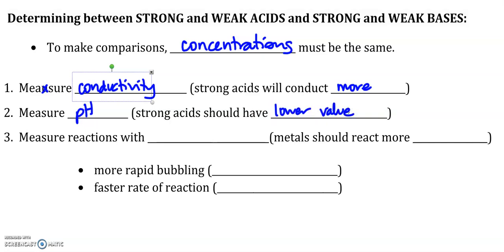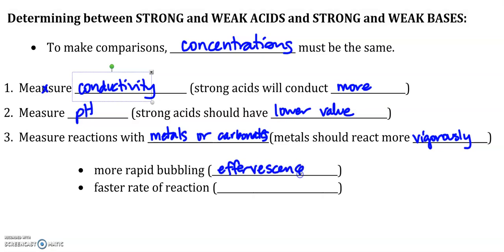Okay. And then you could even measure reactions with metals or carbonates, like we talked about in a previous video, what kind of products you'll see from strong acids versus weak acids. Strong acids will react more vigorously. What that means is you're going to get more rapid bubbling, that's effervescence, and you're going to get a faster rate of reaction, but that will be harder to observe.